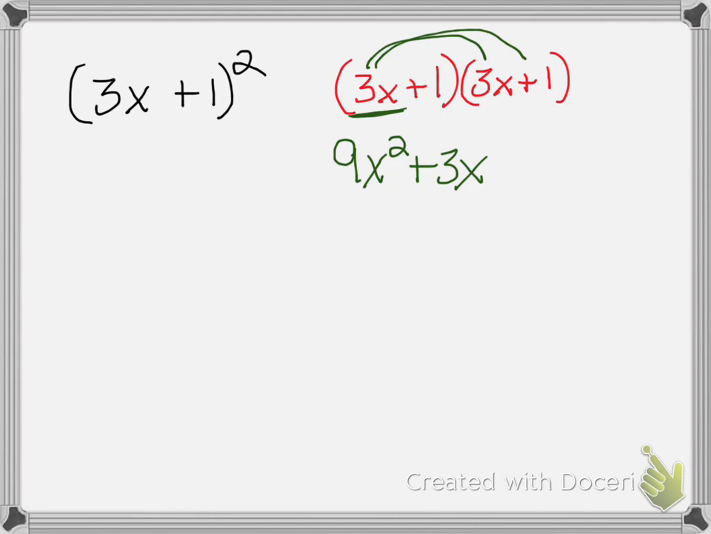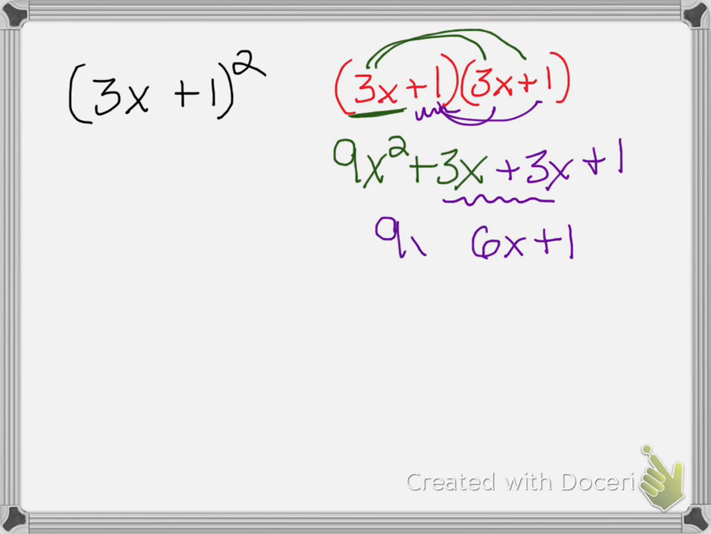And then now I'm going to multiply the plus 1 times everything in the second parentheses. 1 times 3x gives me 3x. And 1 times 1 is 1. And then you're going to combine like terms, which are the 2 terms in the middle, to give you 6x, and not 6x squared. Bring down your plus 1 and your 9x squared in front. And I'll put a plus sign because my 6 is positive. And that's it.